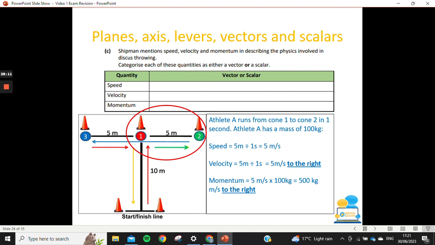So if we're looking at this t-test one more time, if you're moving from cone 1 to cone 2, the speed is 5 meters per second. The velocity would be 5 meters per second to the right. The momentum would be 500 kg meters per second to the right.